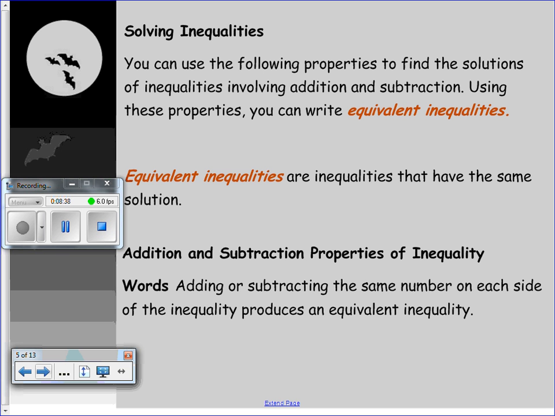Now when you're solving inequalities, you can use the following properties to find solutions of inequalities involving addition and subtraction. Using these properties, you can write equivalent inequalities. Equivalent inequalities are inequalities that have the same solution. So we're going to use addition and subtraction properties of inequality. In words, adding or subtracting the same number on each side of the inequality produces an equivalent inequality.